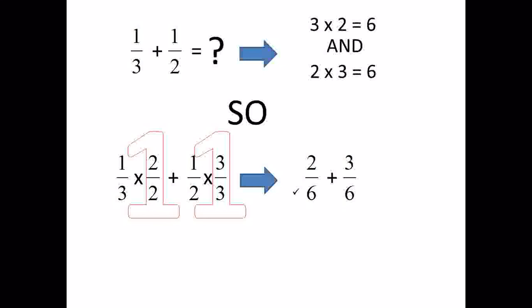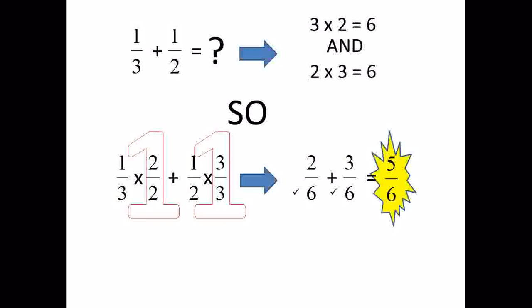I have a 6 on this denominator. I have a 6 on this denominator. Look what I can do. I can now add my numerators. And 2 plus 3 equals 5. And 5 over 6 is going to be my result.